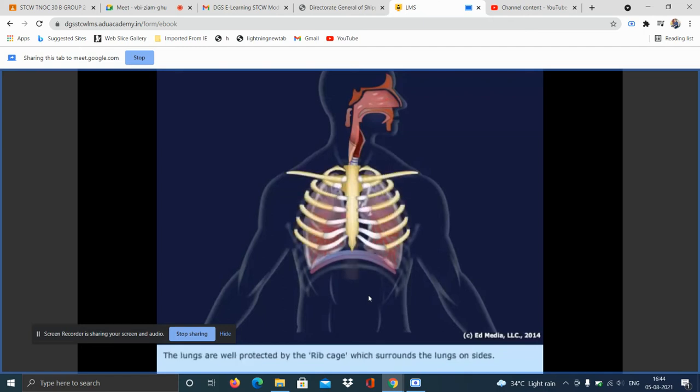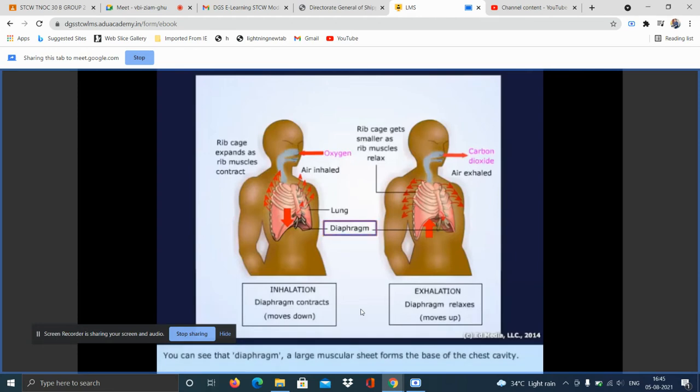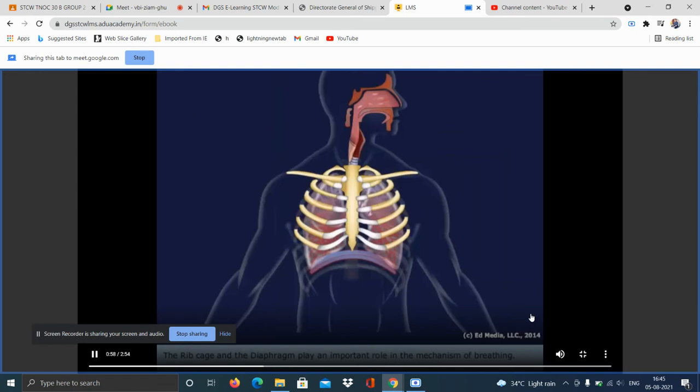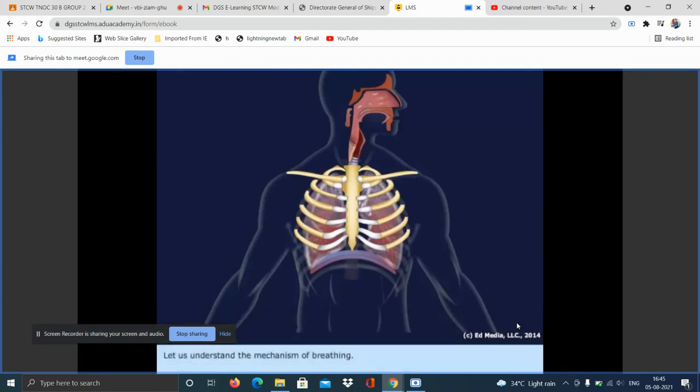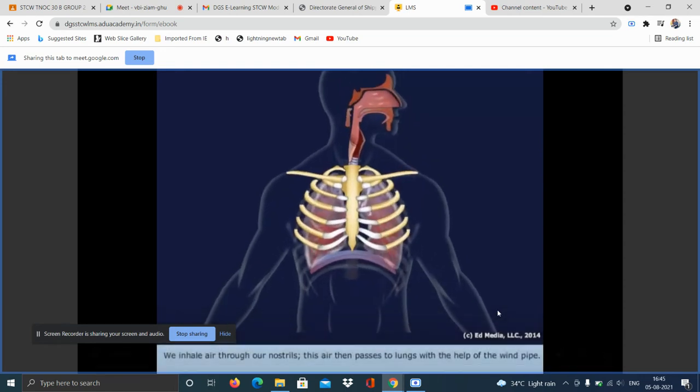The lungs are well protected by the rib cage, which surrounds the lungs on sides. You can see that the diaphragm, a large muscular sheet, forms the base of the chest cavity. The rib cage and the diaphragm play an important role in the mechanism of breathing. Let us understand the mechanism of breathing. We inhale air through our nostrils. This air then passes to the lungs with the help of the windpipe.